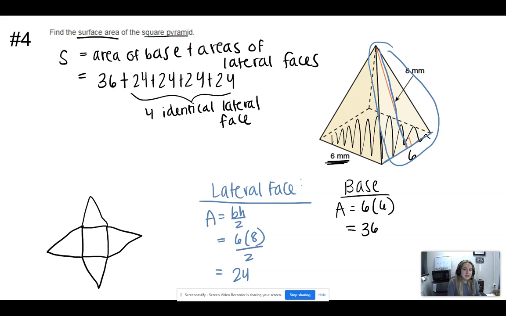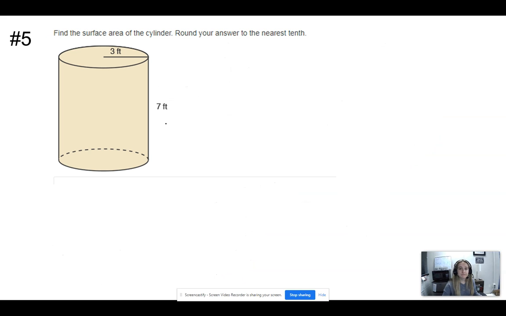Okay? Then let's add them all up. And that is going to give me 132. Label our units, millimeters squared. So that is the answer to number 4. Make sure you have this down, and let's go to the next one.